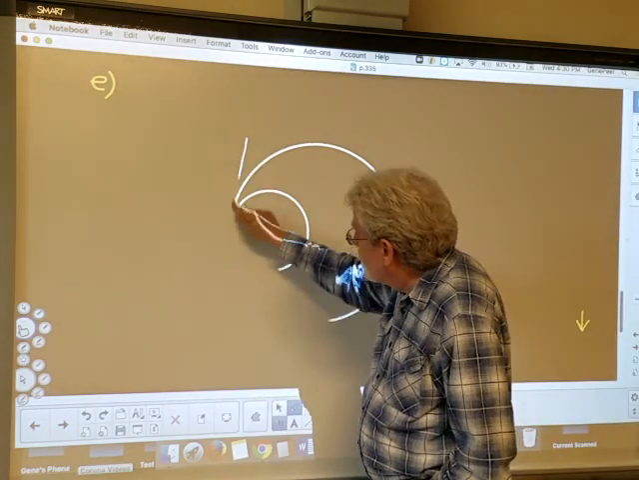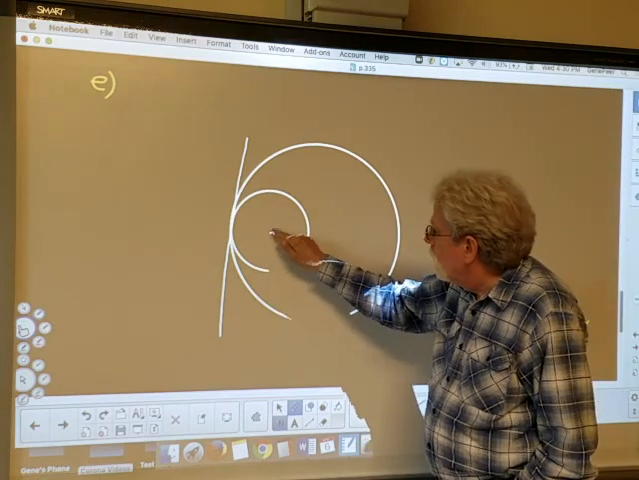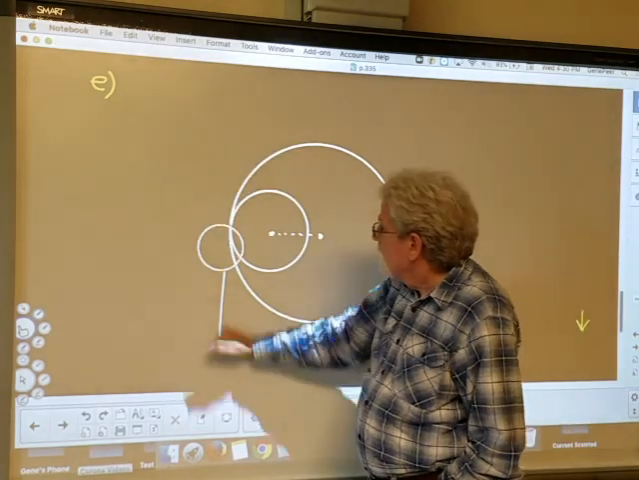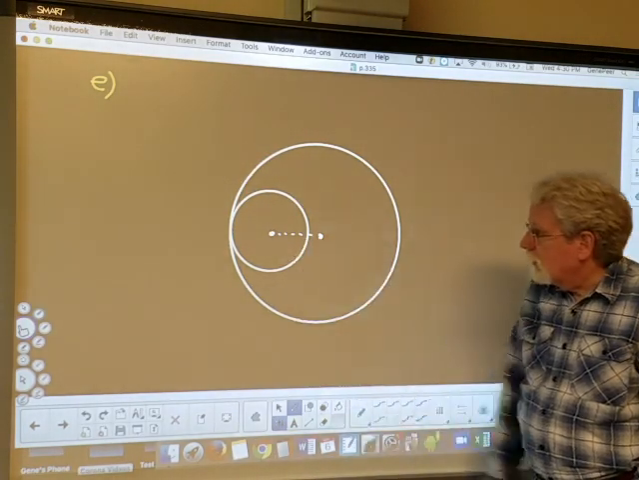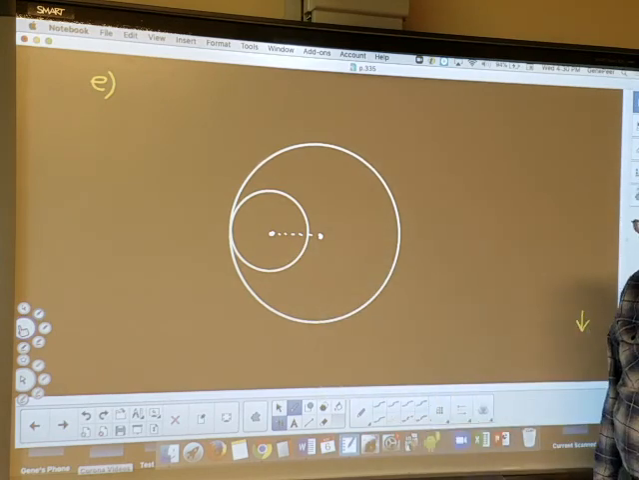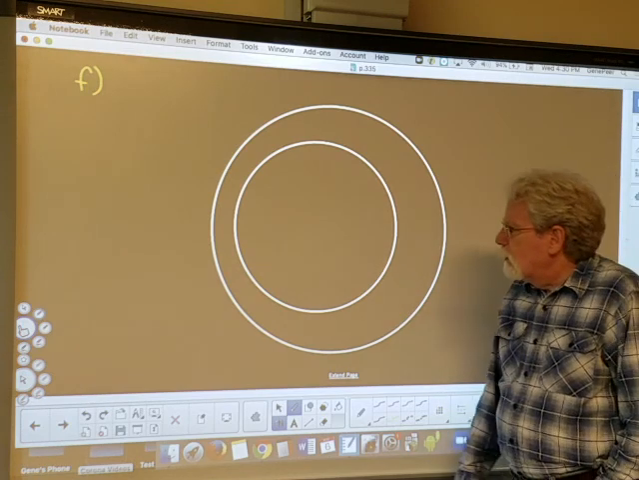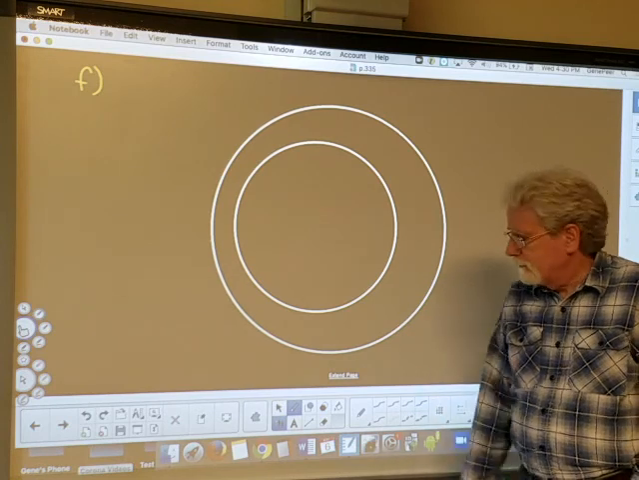Yes, there's a common tangent, but it's classified as an external tangent. It does not cross that segment. There are no common tangent lines that cross this dotted line between the centers of the circles. There are no common internal tangents. One common external, but no internals. And here, also, we have no common internal tangents. In fact, we have no common tangents at all.